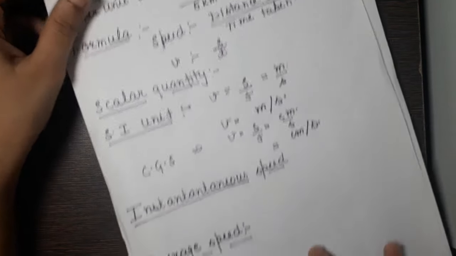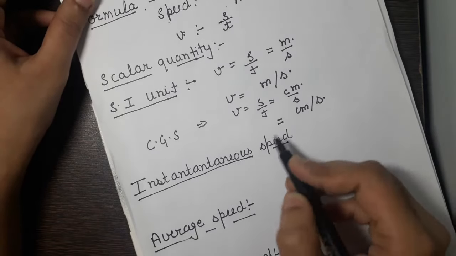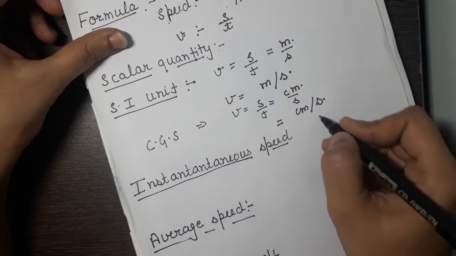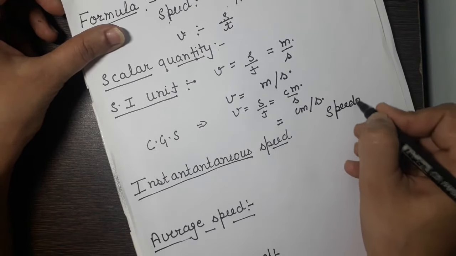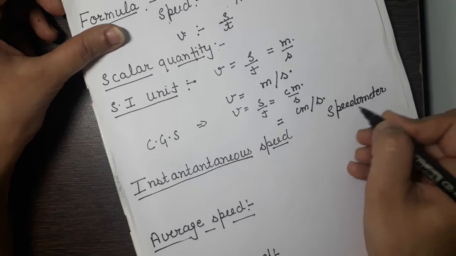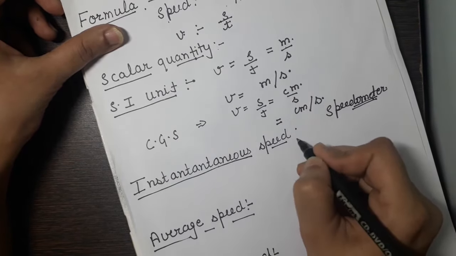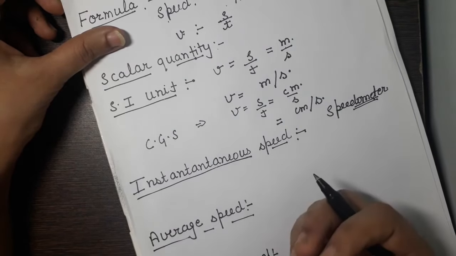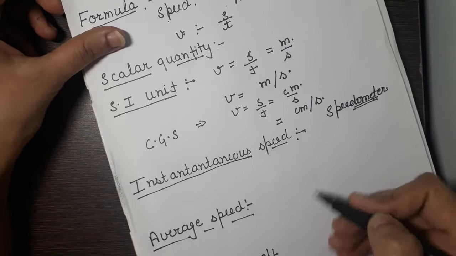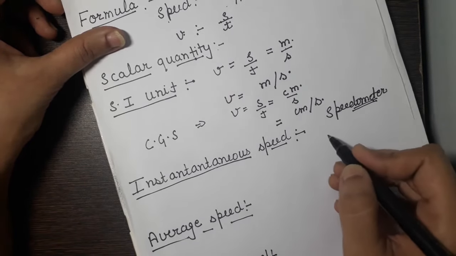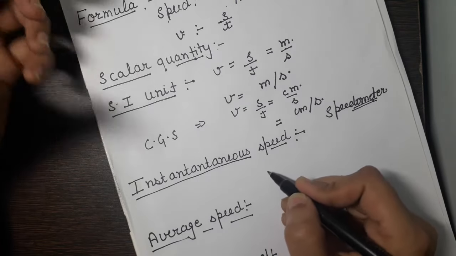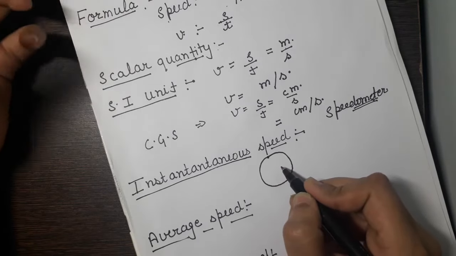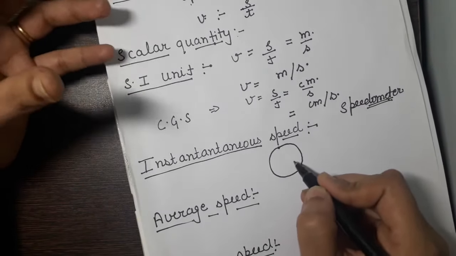Now if we discuss which device is used to measure speed, we can say the speedometer is the device we use to measure speed. The speedometer measures the speed at any instant of time. For example, if a vehicle is covering a long distance but we want to know the speed at any particular moment, then the speedometer will tell us the speed at that particular moment.